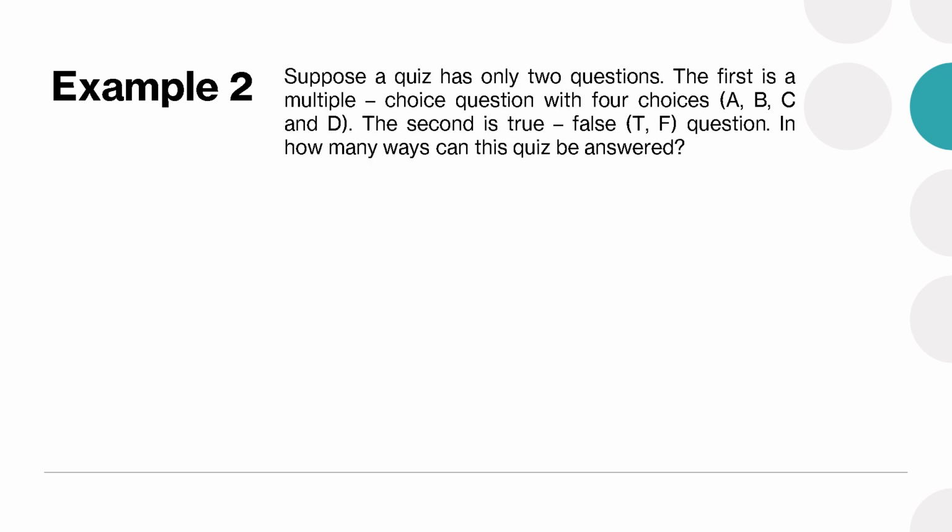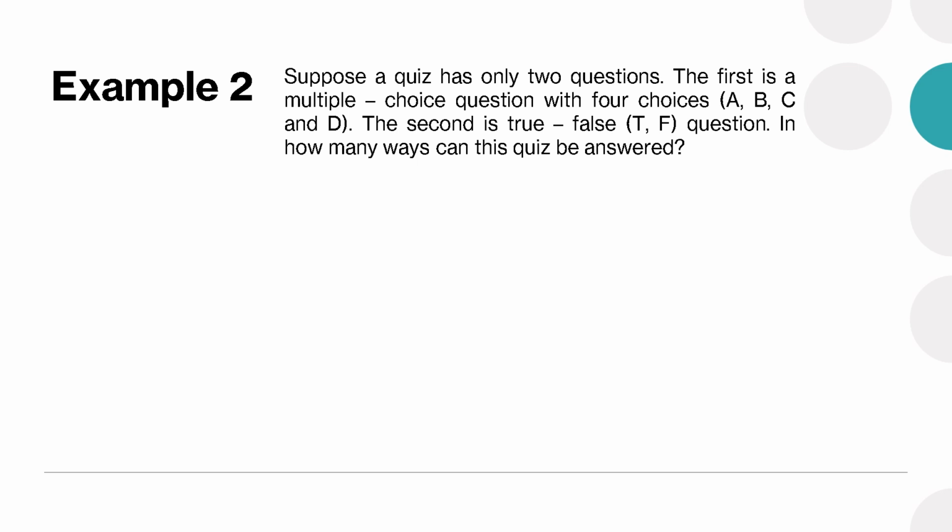Here's another example. Suppose a quiz has only 2 questions. The first question is a multiple choice question with 4 choices such as A, B, C, and D. The second is a true or false question, so we can code that as T or F. Now the question is, in how many ways can the quiz be answered?